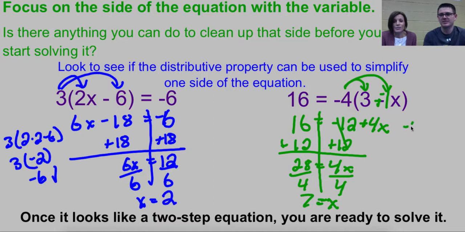All right, checking. We're going to go ahead and use the order of operations. So 3 minus 7 inside the parentheses gives us a negative 4. Negative 4 times a negative 4 does give us a positive 16. All right.